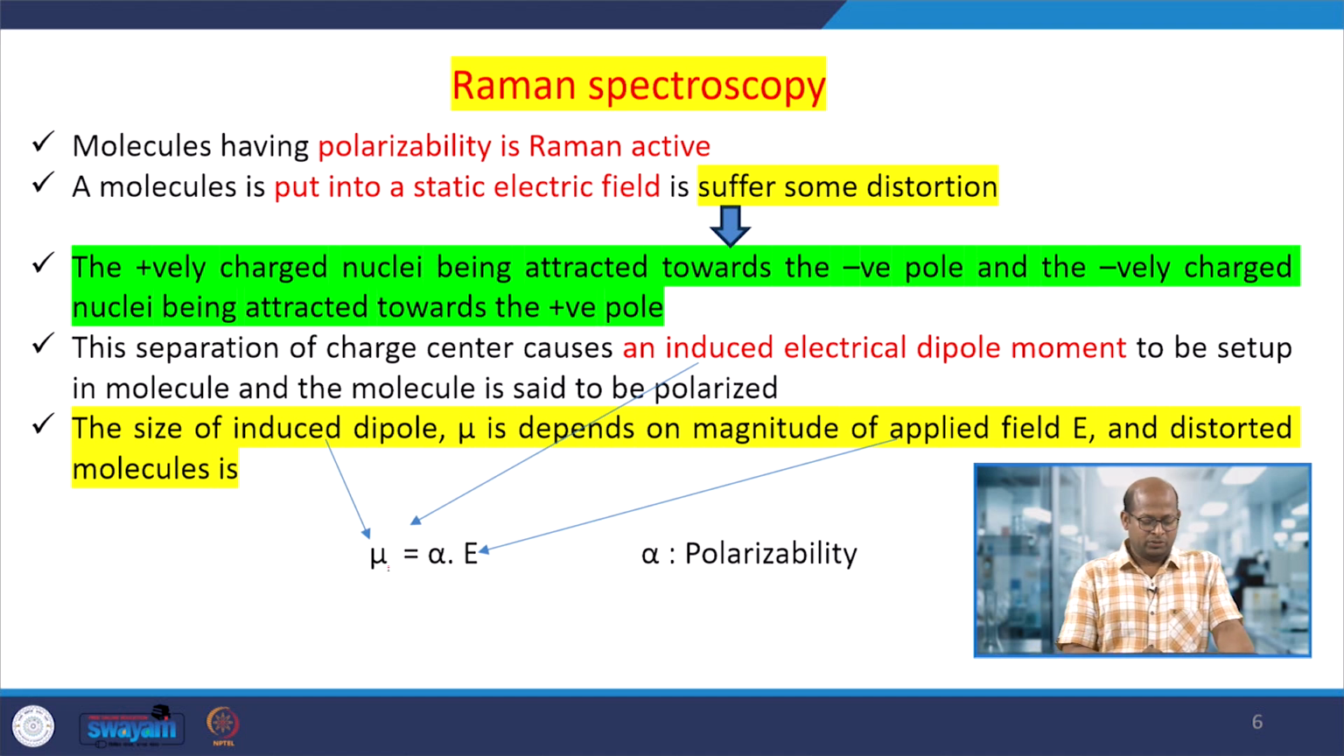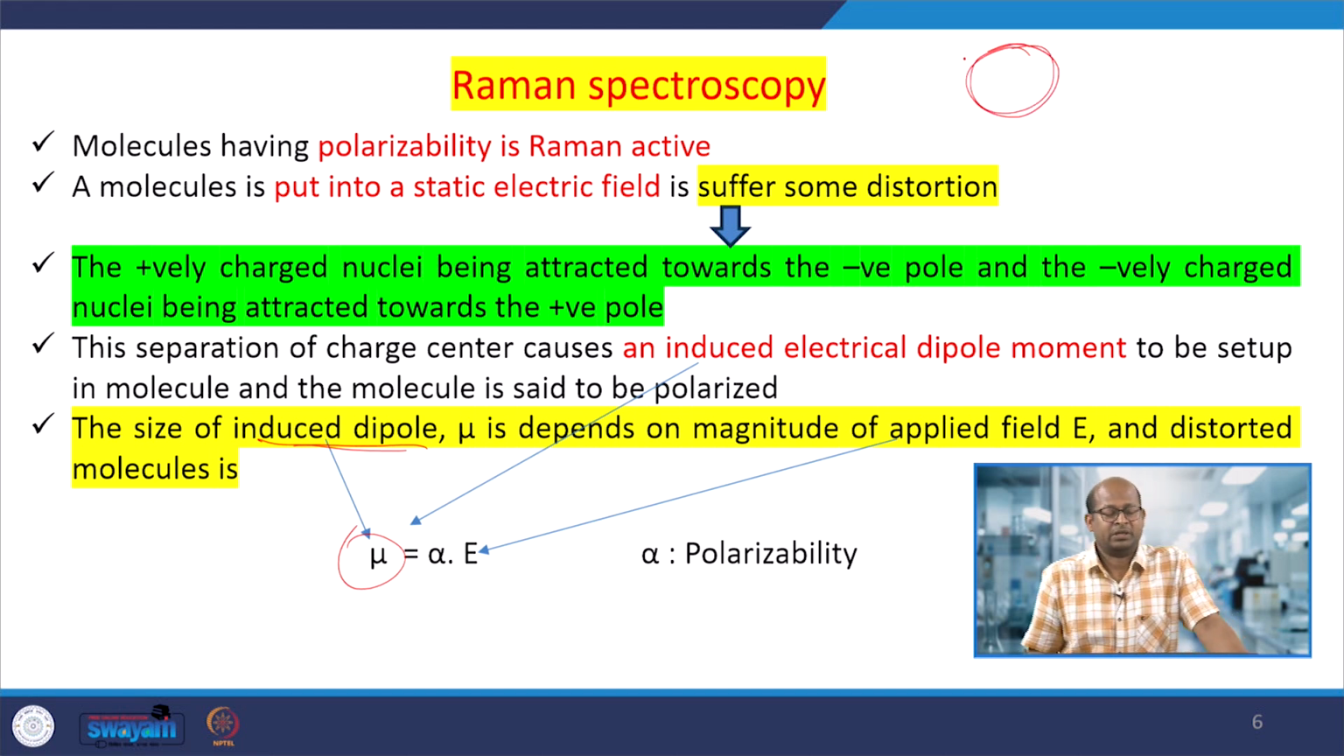This expresses the induced dipole that changes, and molecules always have some symmetrical structure, not asymmetric. Then some distortions occur when the electromagnetic field is applied to the molecule. Here this is the applied electric field, and this is the change of induced dipole moment in the molecule. Here alpha is the polarizability, which is a constant.